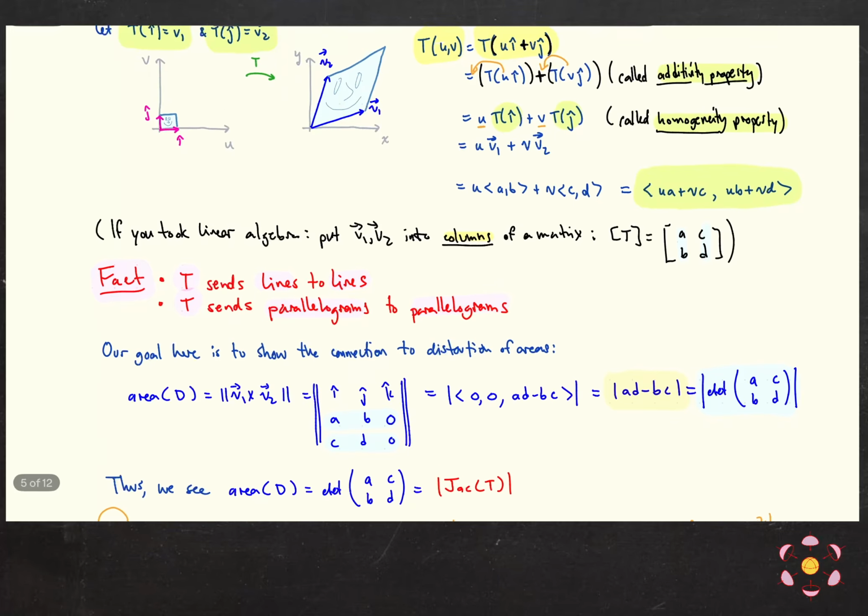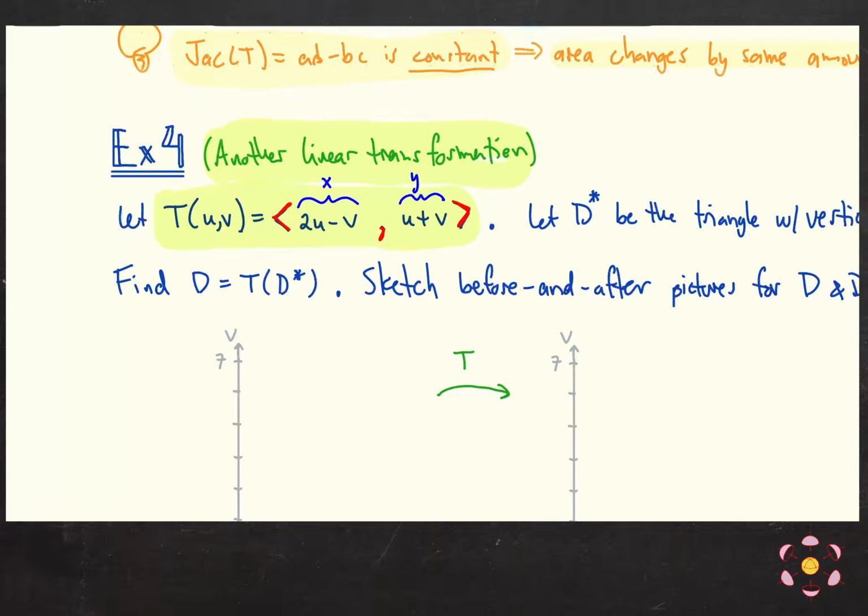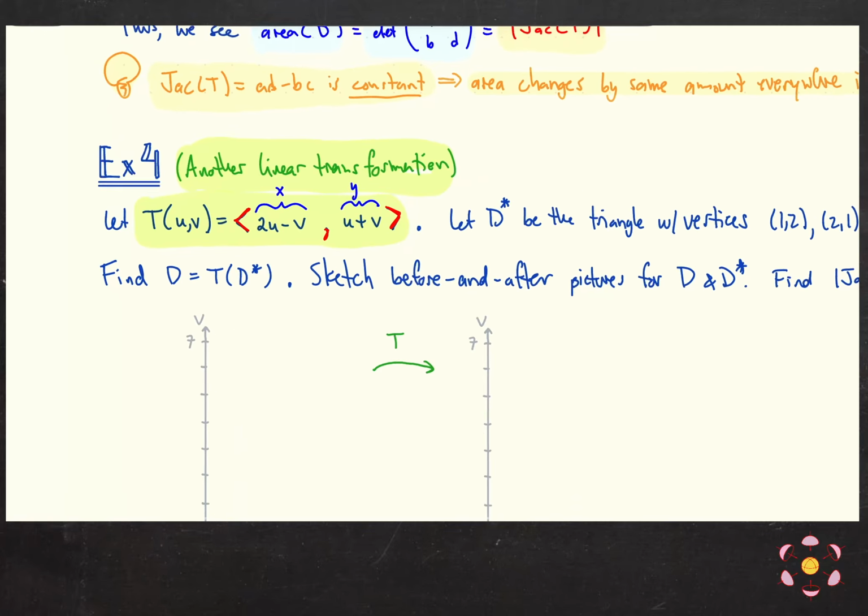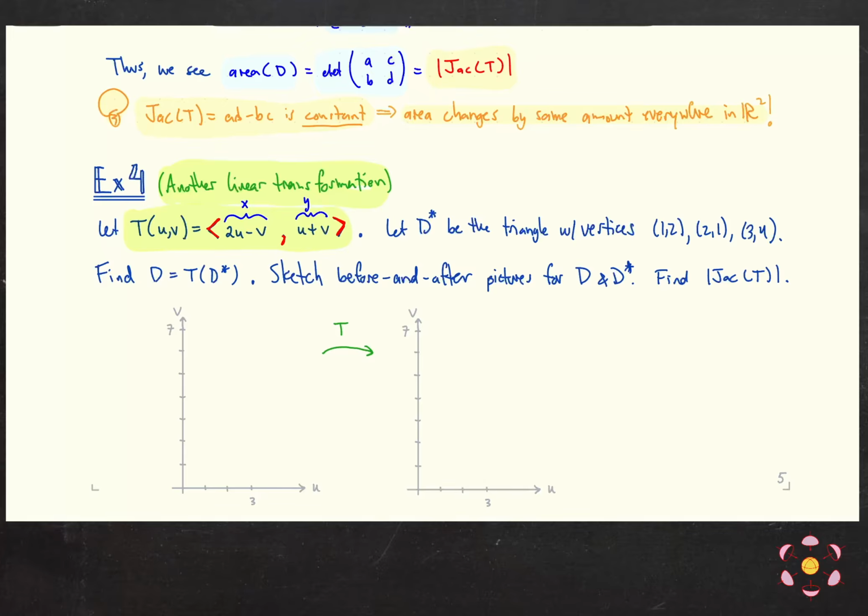Okay, let's do a more concrete application here. So another linear transformation, but this is the one to really pay attention to. So I'm going to do this really slow. I apologize in advance that it's so slow, but I really want this to be the building block to what we're doing with all of these key terms here. All right, so we start off with the transformation T. So what this tells us is that x is going to be the function 2u minus v. y is going to be the function u plus v. So let's start with D star being the triangle with the following three vertices.